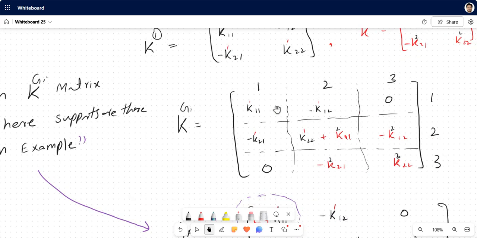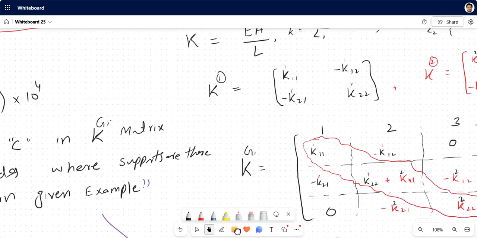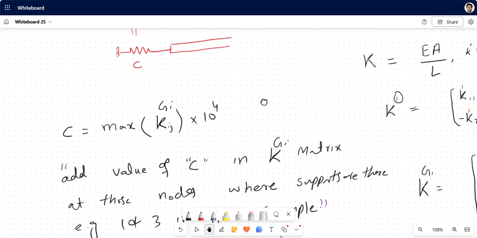So if we go through this global stiffness matrix, the initial global stiffness matrix, the C value will be the maximum out of these values, and I'm going to give you a hint: this maximum value will always be located on this diagonal, because the common nodes are always located here, so we are adding these terms. So you can take the maximum value out of this and then multiply it with 10 raised to power 4 to get the proper value of C.